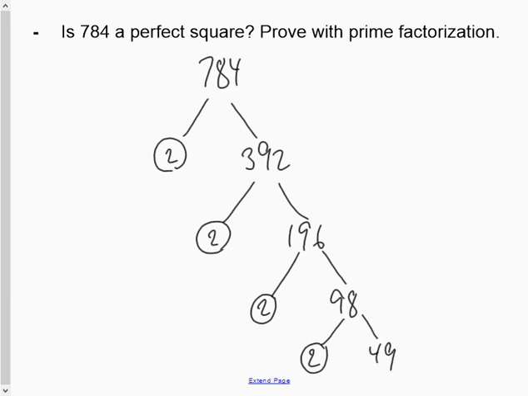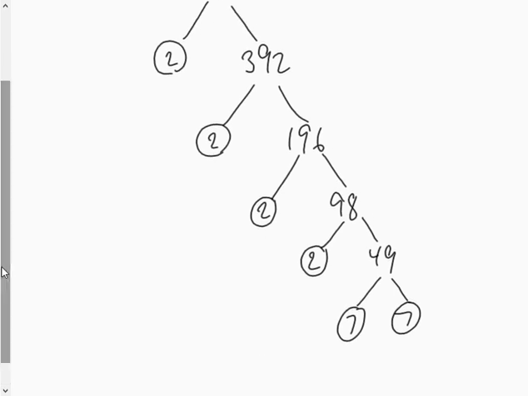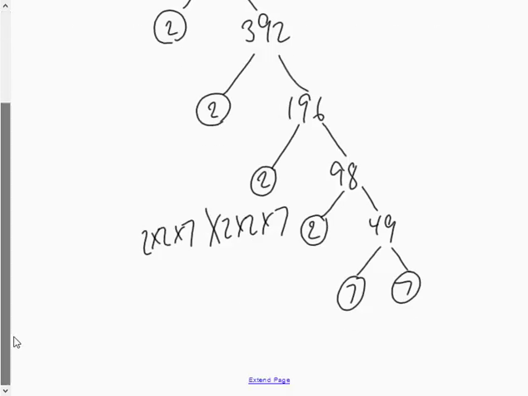Now, 49 is in itself a perfect square because it's 7 times 7. Both are prime numbers. Therefore, 2 times 2 times 2 times 2 times 7 times 7 is one way to get 784, which means if I rearrange them into 2 equal groups, 2 times 2 times 7 is 28. And therefore, 28 times 28 is 784, so it is a perfect square. Yes, it is. What is the square root? 28.